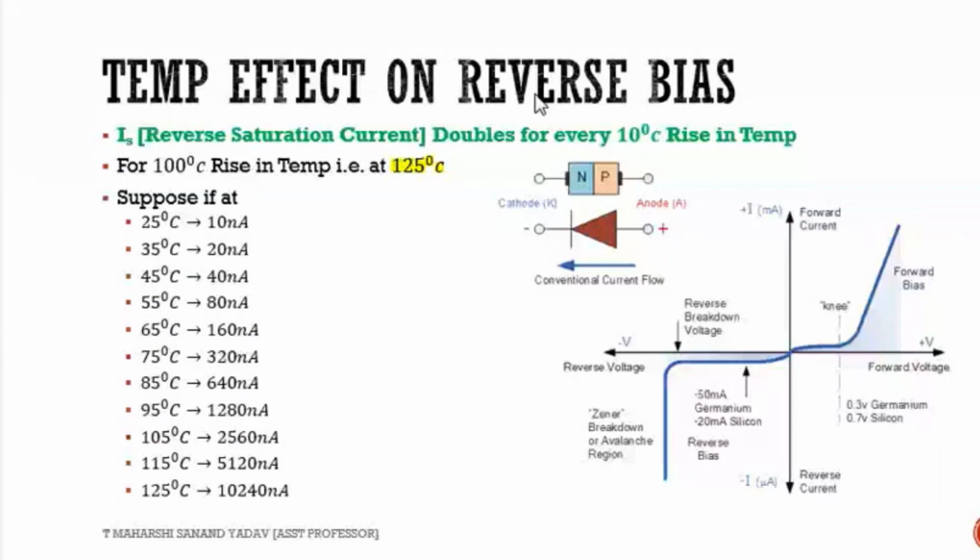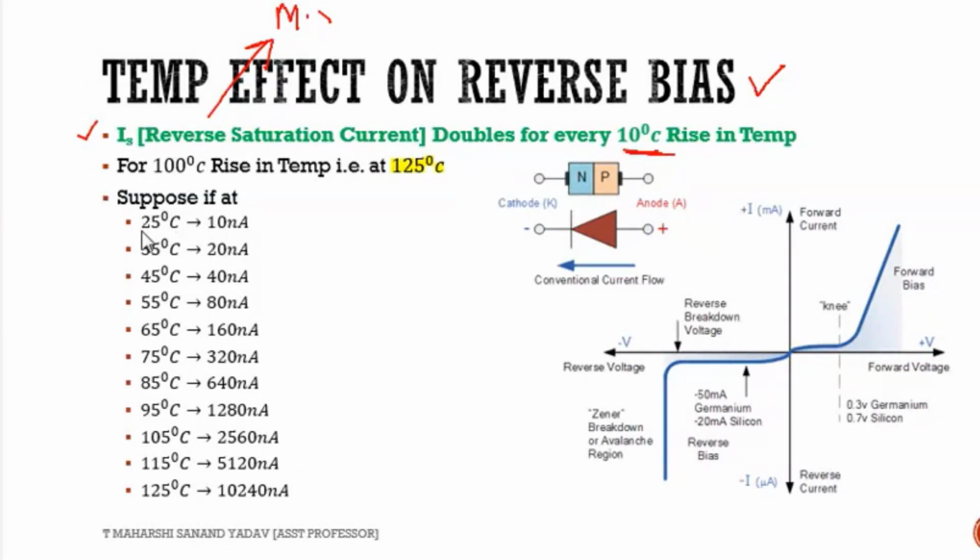Under reverse bias, see here. For reverse bias, do we get forward current or reverse current? Reverse. Reverse saturation current is because of majority carriers or minority carriers? Minority. Good. It is because of minority carriers. Now the reverse saturation current will double for every 10 degrees centigrade rise in temperature.